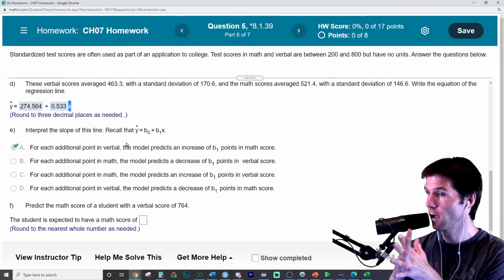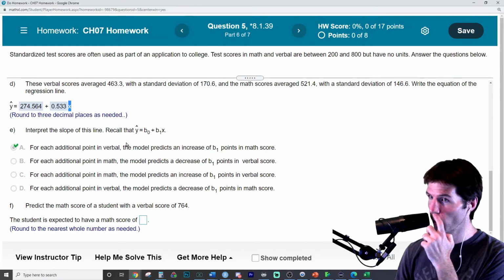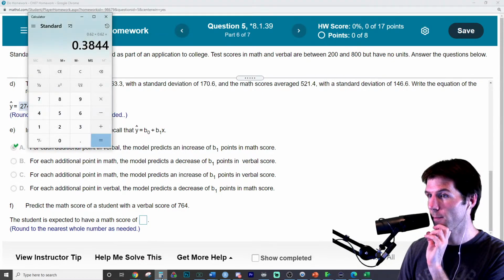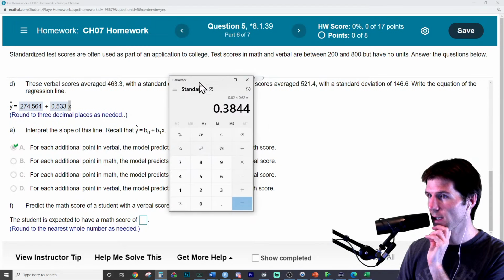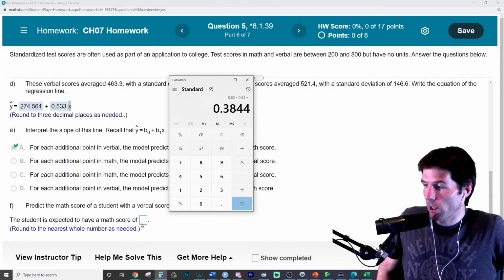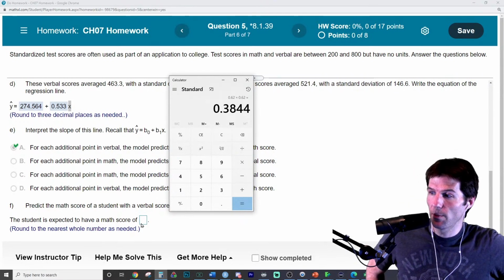So just explain to me, if someone made a 764 on verbal, because verbal's X, what could we do right here and solve out to see their predicted math score? And it says expected, which means predicted. So what could we do right here to get somebody's predicted math score?